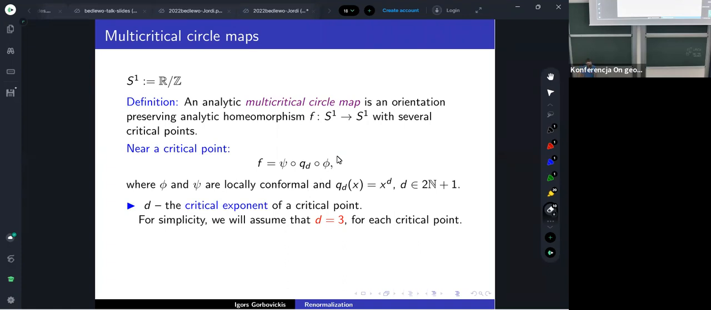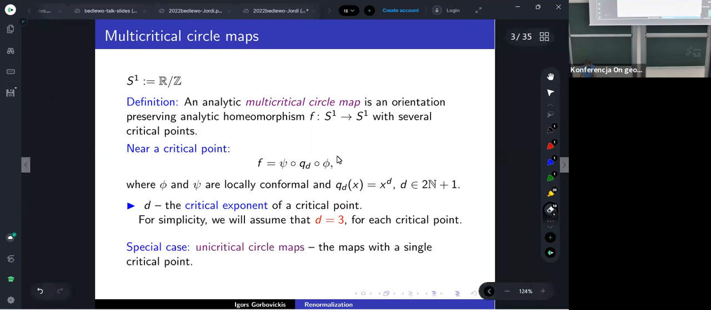Before talking about the general case of multicritical circle maps, I'll talk about a special case of the so-called unicritical or just critical circle maps, the case when there is only one critical point. In a sense, we are trying to make a move from one critical point to several critical points, essentially as many as we like. The unicritical case is well studied. Let me start by reviewing some results about unicritical circle maps, the relevant ones for this talk.